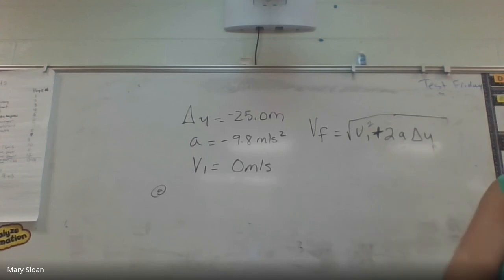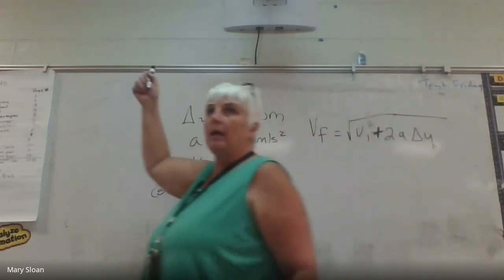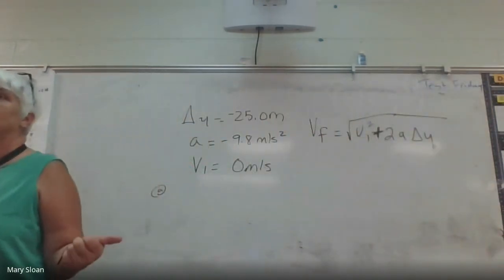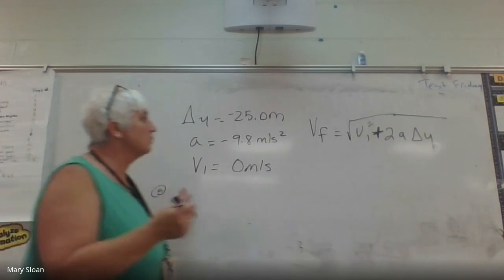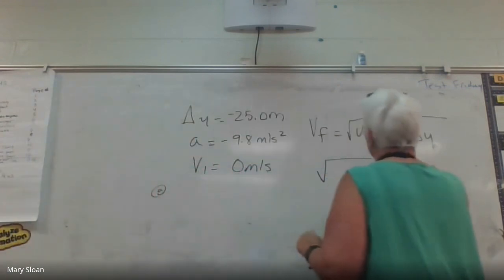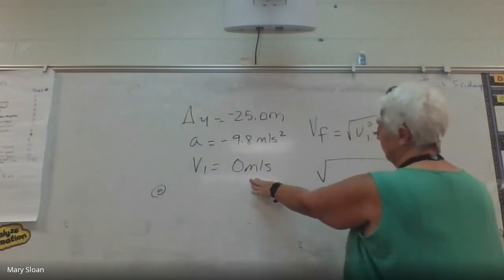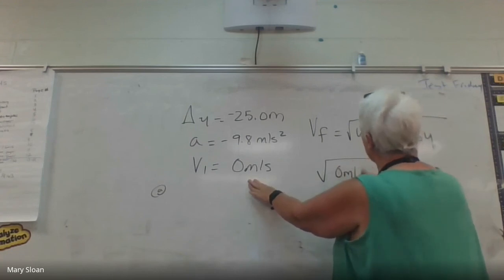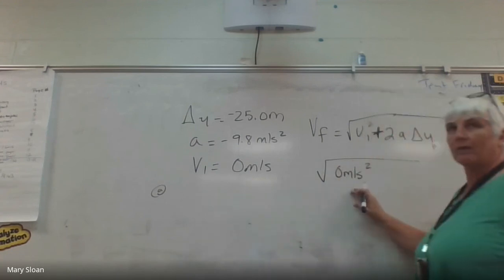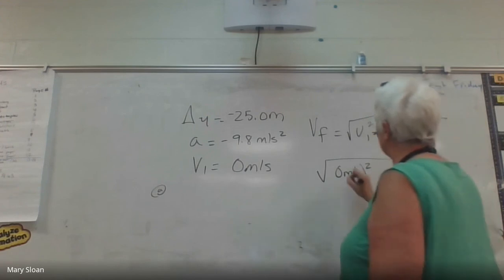So back to her question before. If you went in here and you did velocity initial and you didn't put the square in there, is your answer going to be correct? No, right? So let's write our equation down. So our velocity initial is 0 meters per second, and we're going to square that, right? Because that's what it says to do.